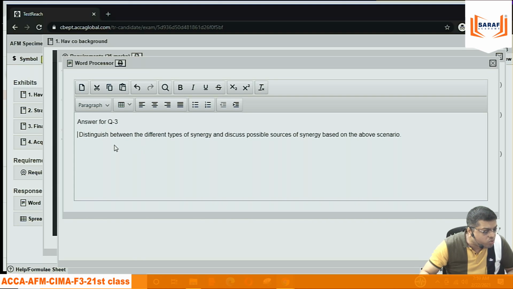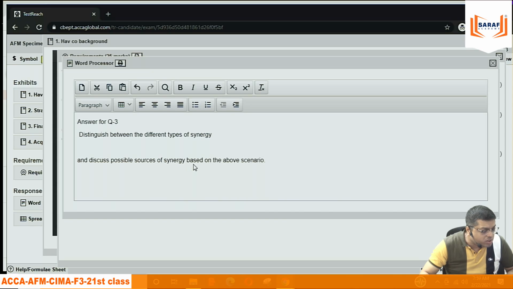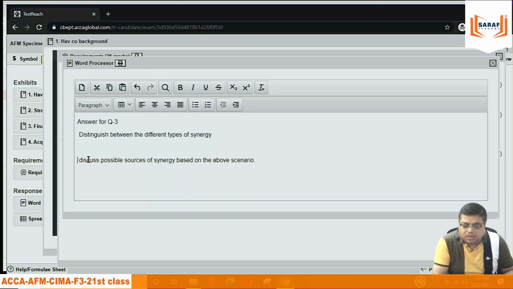I have divided this question into 2 parts. Distinguish between the different types of synergy, and discuss the possible sources of synergy based on the above scenario. There are 2 parts in this question. While writing the answers, maybe I don't focus that there are 2 parts, so I have separated the two. Distinguish between the different types of synergy, which we will be able to understand when we read the story, and discuss possible sources of synergy based on the above scenario. The first part is slightly technical, and the second is basically related to the scenario.